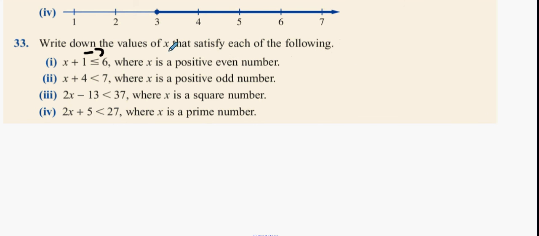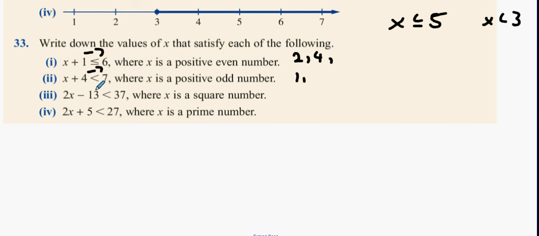Bring the 1 over the other side, and what do we get? X less than or equal to? Has to be a positive even number, so go for it. Any positive even number below 5. 2 and 4, yeah. Next one. Bring the 4 over the other side, and what happens? X less than 3. All the numbers that are positive odd numbers. Just 1, isn't it? Why are we not allowed to put in 3? It's not equal to, exactly.